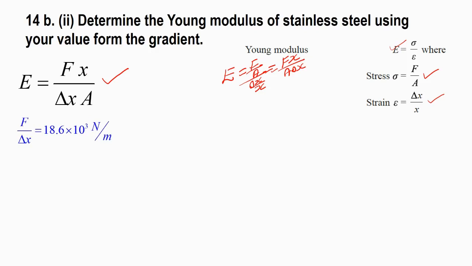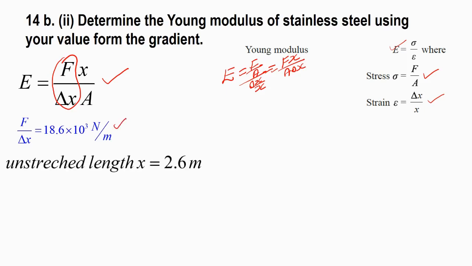We know that the value of F by delta x is the gradient from the graph. It is equal to 18.6 into 10 to the power 3 newton per meter. Then what about the unstretched length? It is also given in the question. The unstretched length x is equal to 2.6 meter.